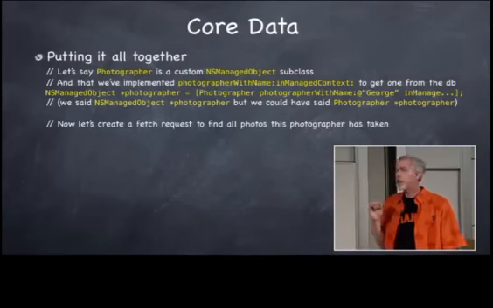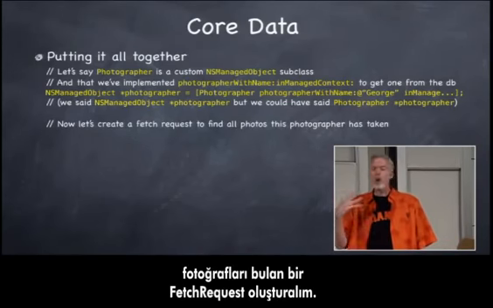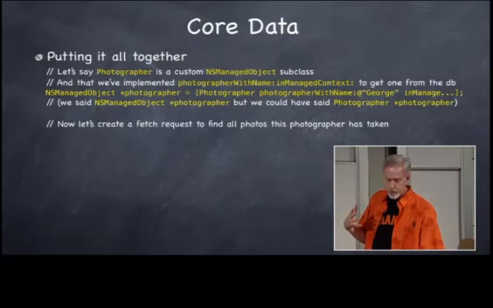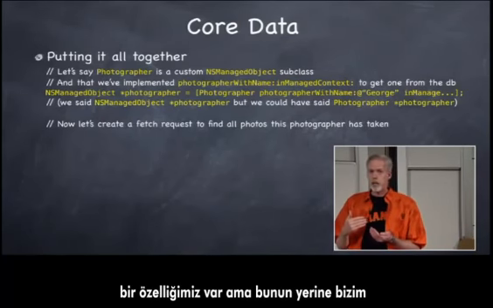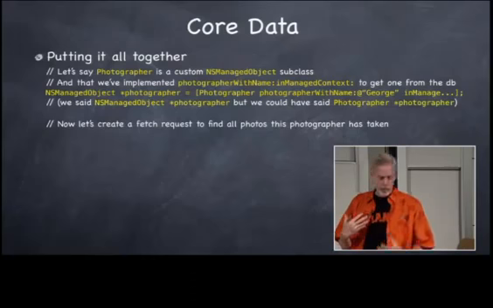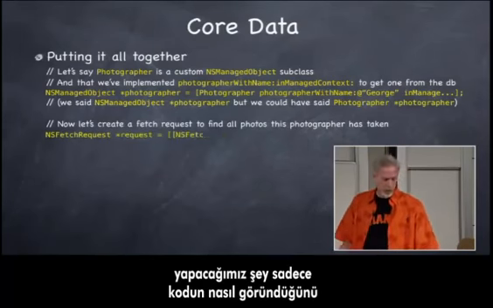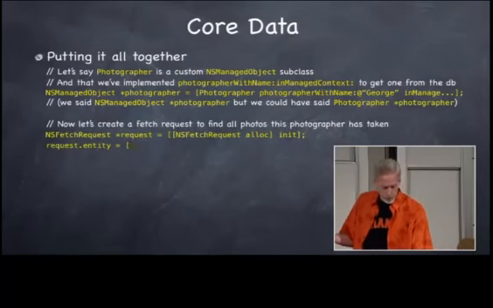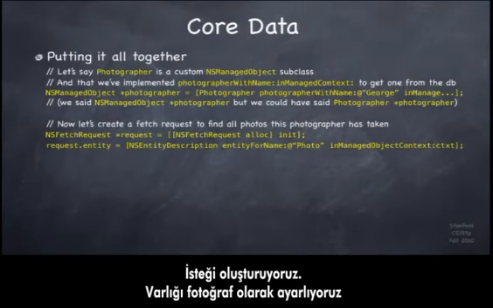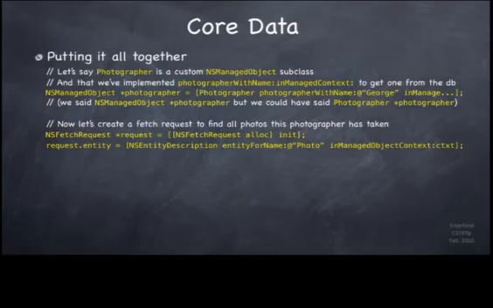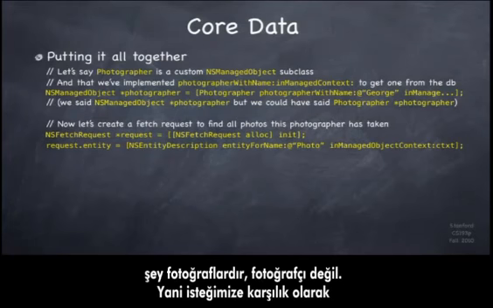All right, so now let's create a fetch request that finds all the photos that this photographer has taken. Of course, we have a property that returns that in an NSSet, but we're going to fetch it instead, just to see what that code looks like. So we create the request. We set the entity to be Photo, because even though we're finding the photos that a photographer took, it's photos that we want back, not photographers. So the entity that our request is going to go against is Photo.